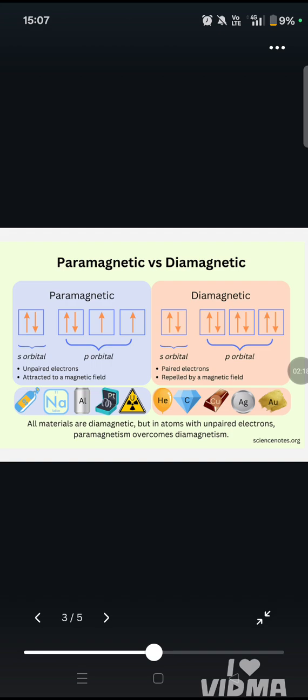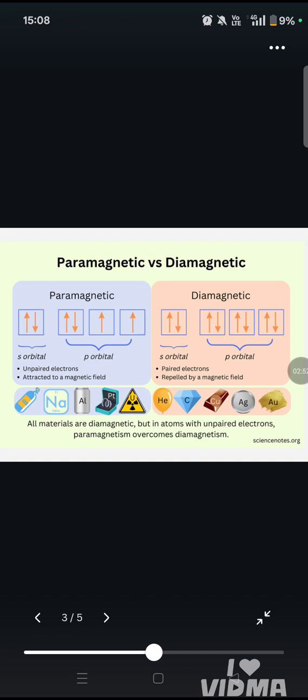In diamagnetic materials, atoms do not have permanent magnetic moments. This is because the electrons are paired and their magnetic effects cancel each other. When we apply an external magnetic field, these materials produce a very weak magnetic field in the opposite direction. Due to this, they are weakly repelled by the magnetic field. One important point to remember is that diamagnetic materials are not attracted, they are repelled.